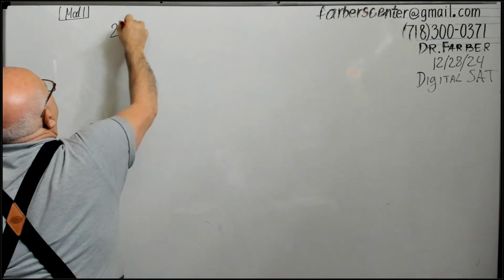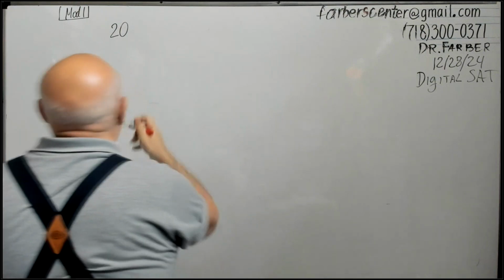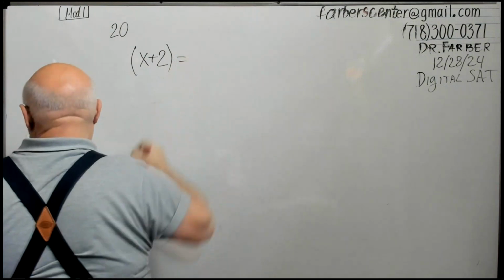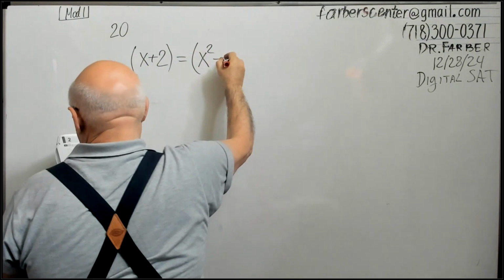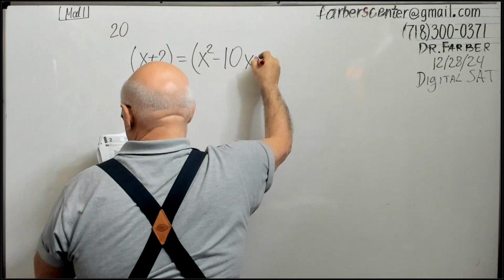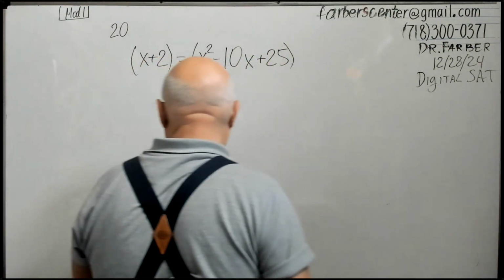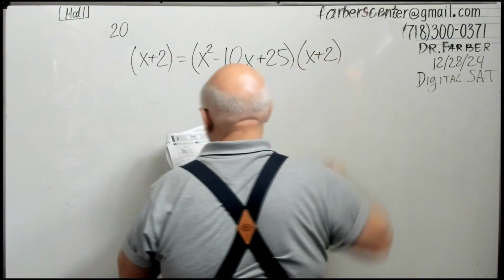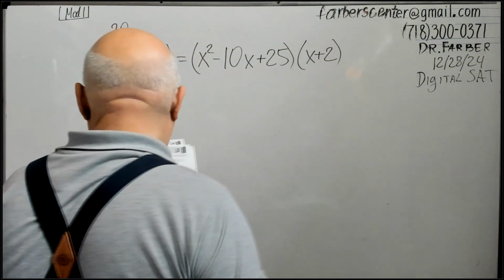20 is x plus 2 equals x squared minus, I believe, 10x plus 25, times x plus 2. What is the solution of the given equation?